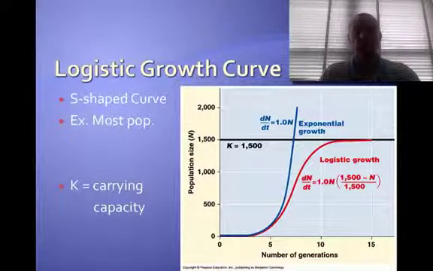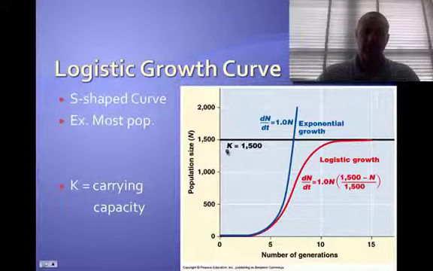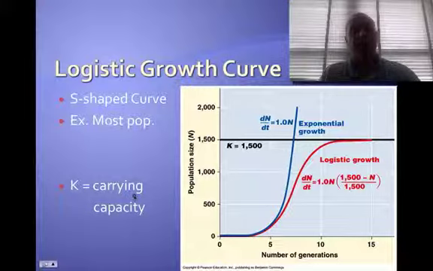Another growth curve is the logistic growth curve, and this is the one that's not in ideal conditions. But as you can see, the logistic growth curve is the S-shaped curve. It's the red line here. But even the S-shaped curve starts out as a J until it reaches this line here. This K represents the carrying capacity. This is the maximum number of individuals an environment can support indefinitely, forever.